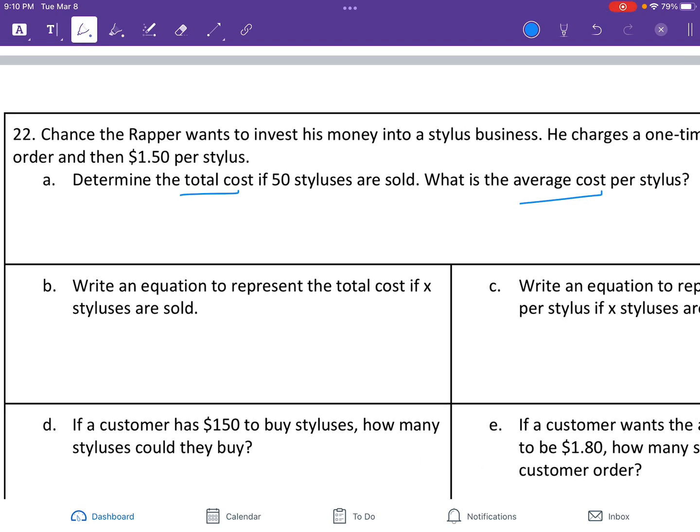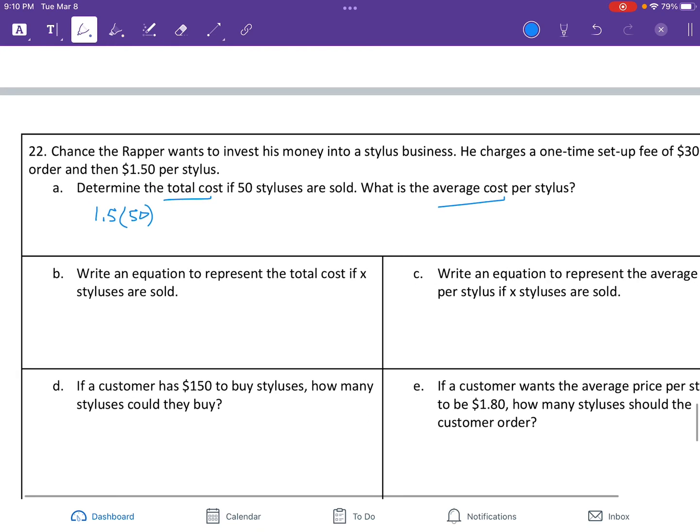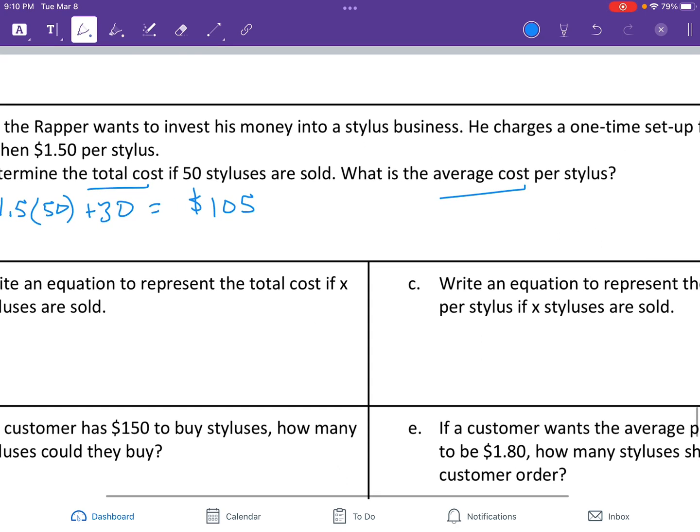So we are selling styluses for $1.50. We're selling 50 of them. And there's a $30 one-time charge. So this is the total cost. On our calculator, 1.5 times 50 plus 30 gives us $105. So the total cost is $105. Now to do the average, we take that total, 105, divided by how many styluses we're selling, 50, which gives us an average of $2.10.